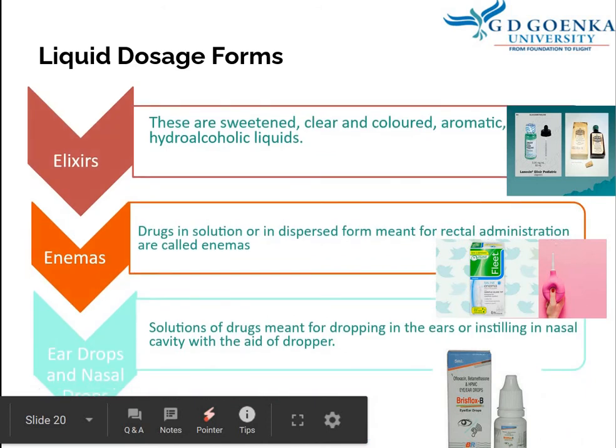The other examples of liquid dosage forms are elixirs. They are sweetened, clear, and colored aromatic hydroalcoholic liquids. An example is paracetamol pediatric elixir. Enemas: these are drugs in solution or in dispersed form meant for rectal administration. Ear drops and nasal drops: the solutions of drugs meant for dropping in the ears or instilling in the nasal cavity with the help of a dropper.